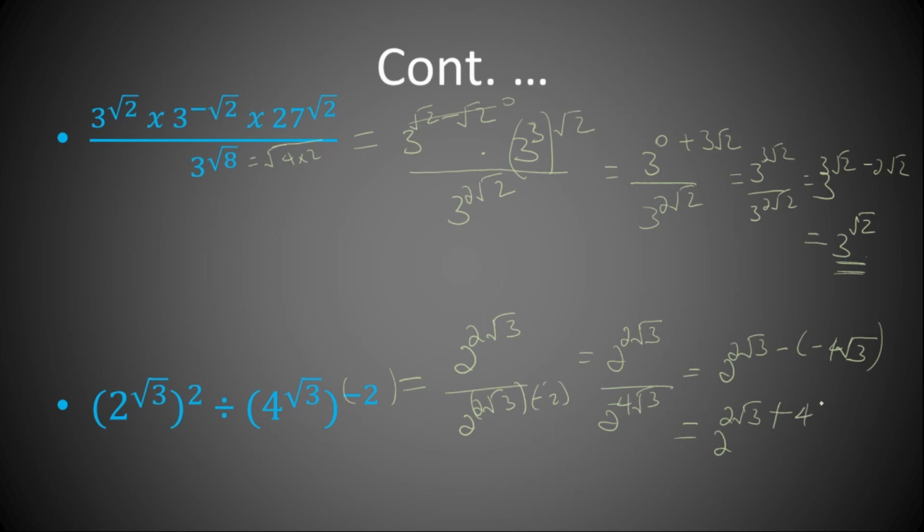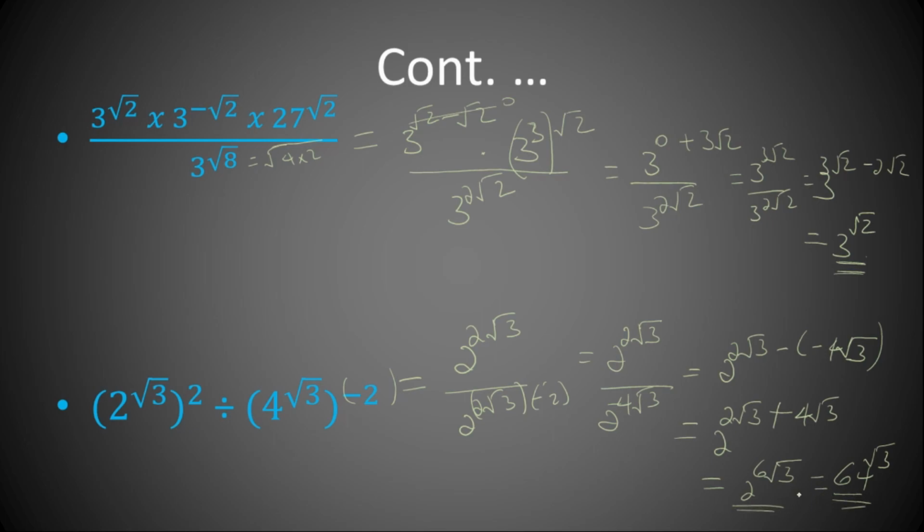4 radical 3. So this can be written as to the power of 6 times radical 3. It becomes to the power of 6 times radical 3, or it can be simplified easily. 4 to the power of 6 is 64, so 64 to the power of radical 3. The same, those two are the same.